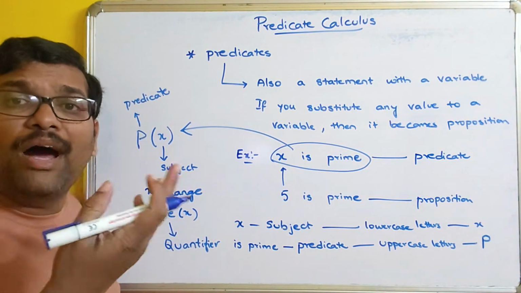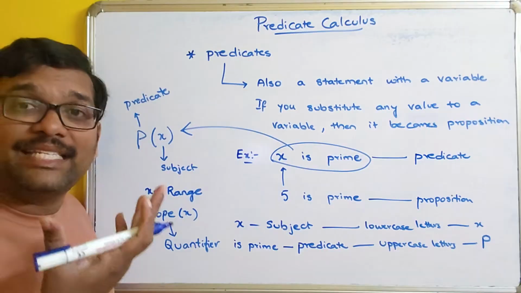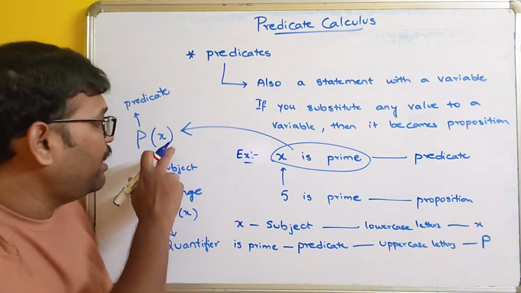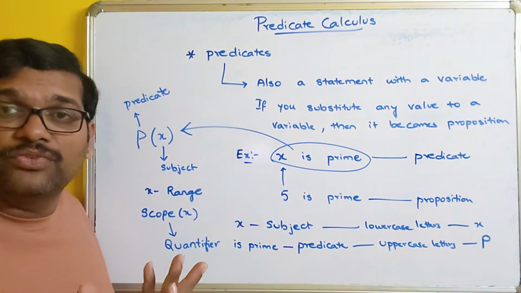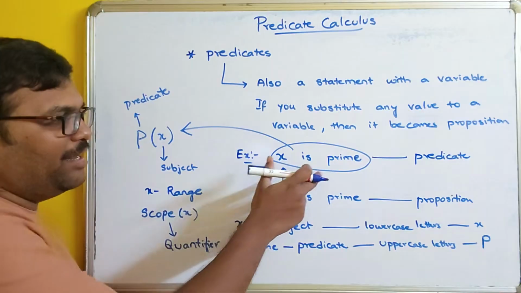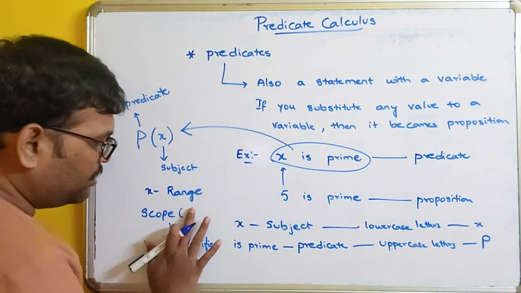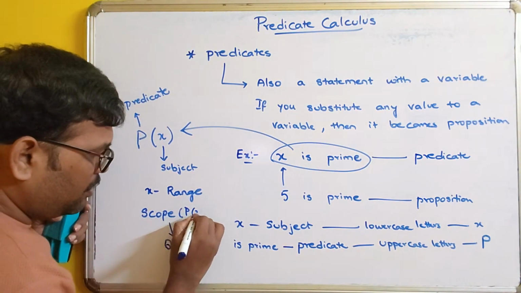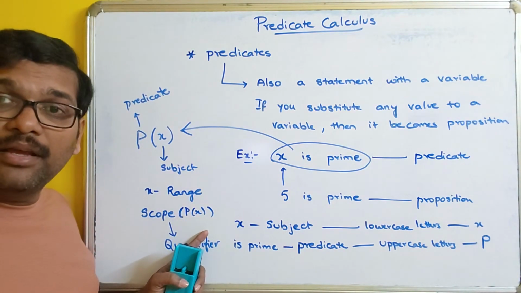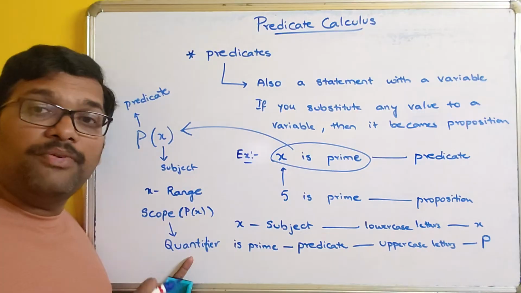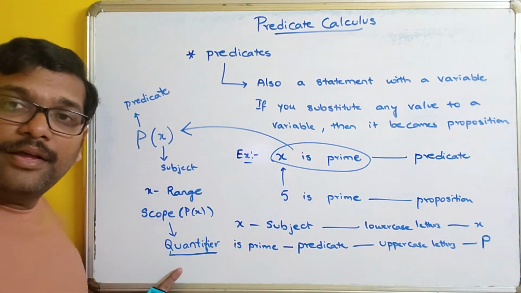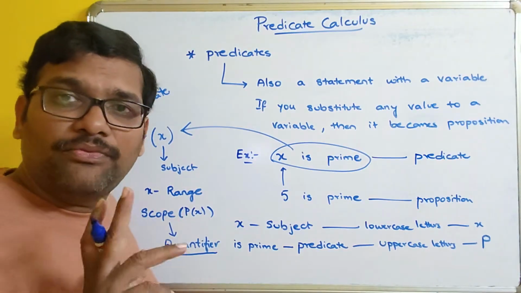Scope means up to what extent the values can be given for the given domain, right? For X, what values can we give? So the scope of this particular predicate will be represented with the help of a quantifier. This is most important, quantifier. There are two categories of quantifiers.